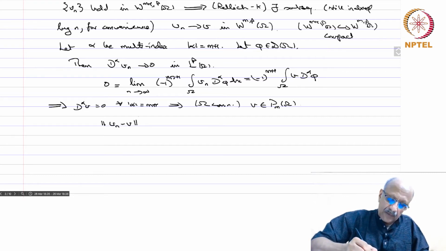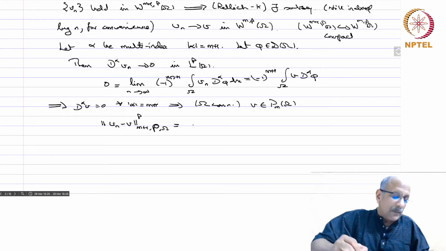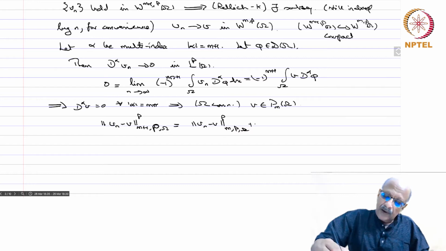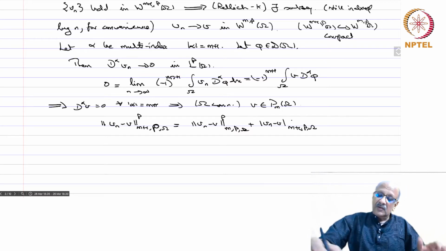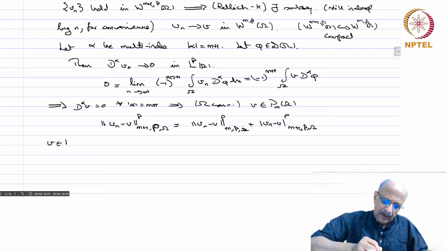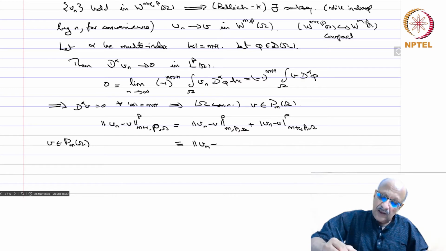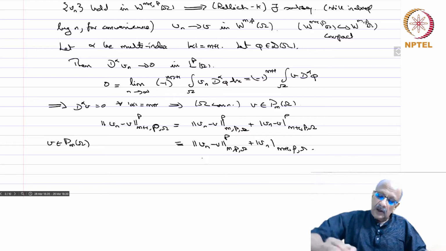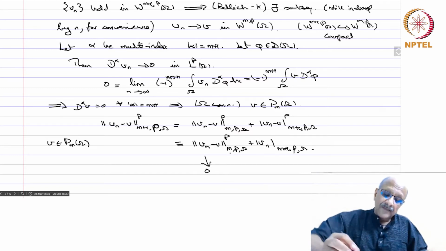So norm Vn minus V to the power p in W m plus 1, p, omega is nothing but norm Vn minus V in W m, p, omega to the power p plus mod Vn minus V in m plus 1, p, omega. This is just the definition. But V belongs to Pm of omega, so the m plus 1th order derivatives of V will all disappear. So this is equal to norm Vn minus V in W m, p, omega to the power p plus mod Vn in m plus 1, p, omega. Now this goes to 0 since Vn converges to V in W m, p, omega.